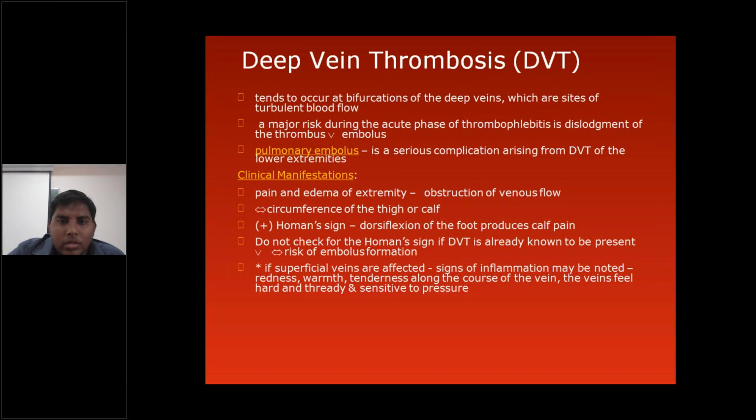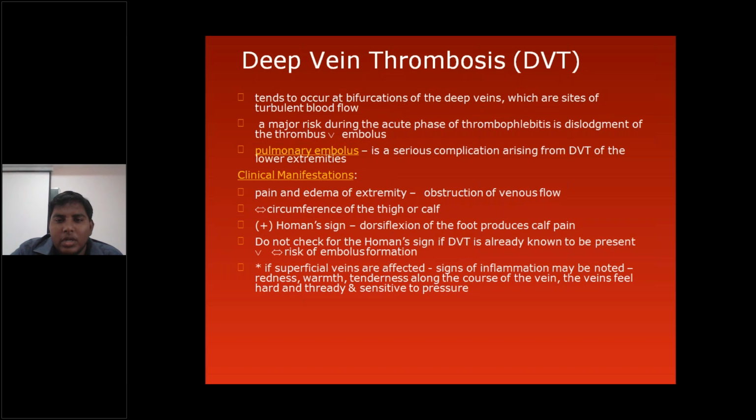Deep vein thrombosis generally occurs at the bifurcation. The bifurcation is a site of turbulence in the blood flow. The major risk in the acute phase of thrombophlebitis is that the thrombus or embolus could dislodge from the peripheral veins and travel through the systemic circulation to the lungs. So pulmonary thromboembolism is the most serious complication which threatens life in case of deep vein thrombosis.